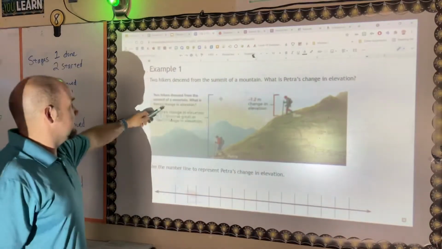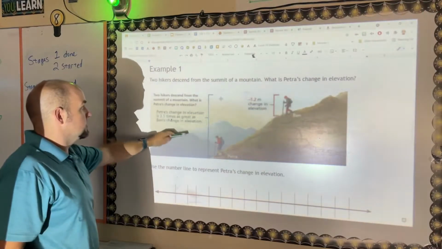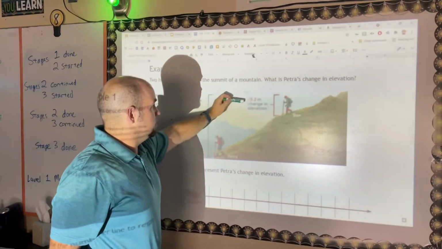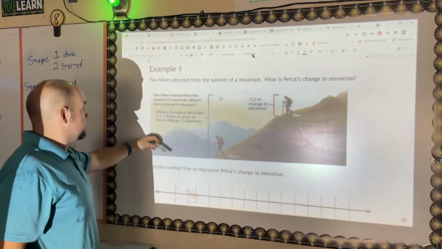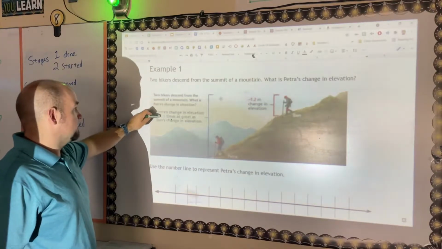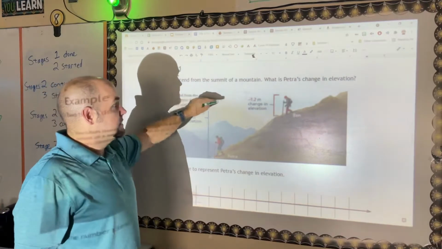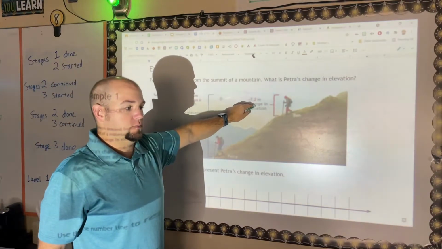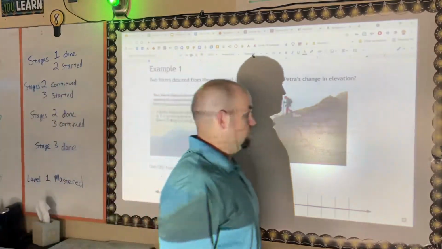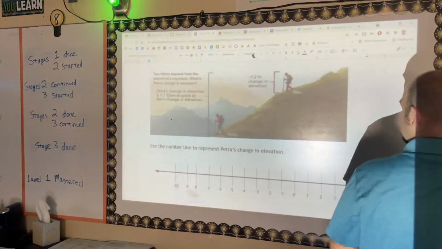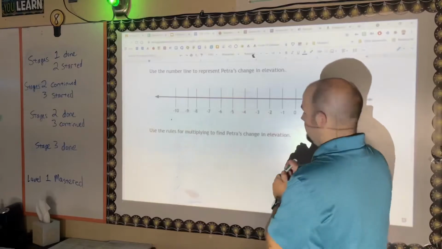All right, 2 hikers descend from the summit of a mountain. What is Petra's change in elevation? So Ben's change in elevation is 1.2 meters, Petra's is 3.5 times as great as Ben's change in elevation. So 3.5 times 1.2. Let's go ahead and figure this one out. So let's go down a little bit more. So we said 3.5 times 1.2. Let's go purple.